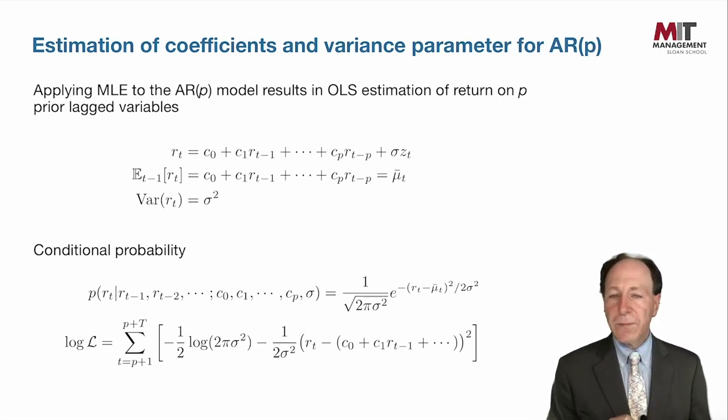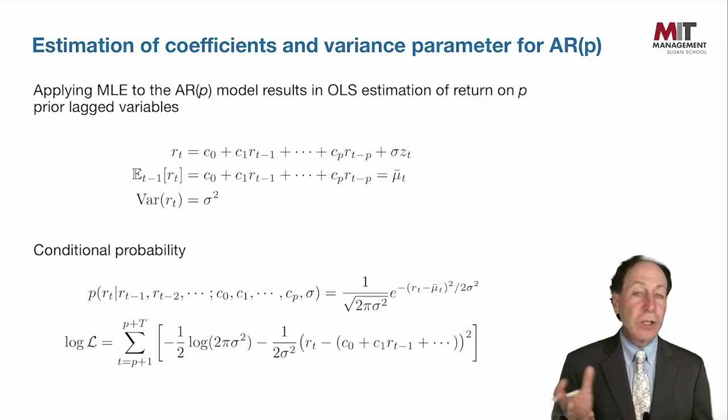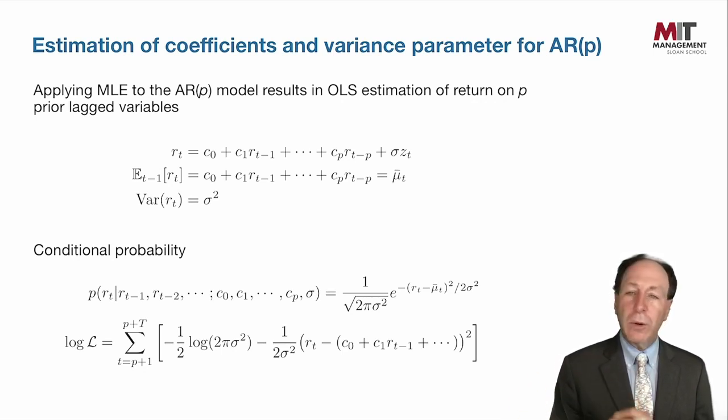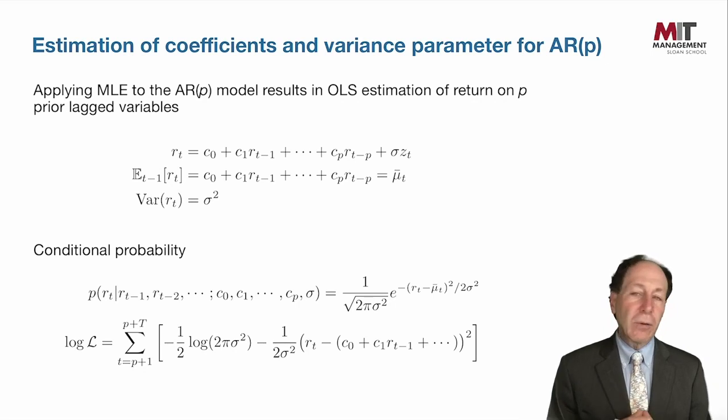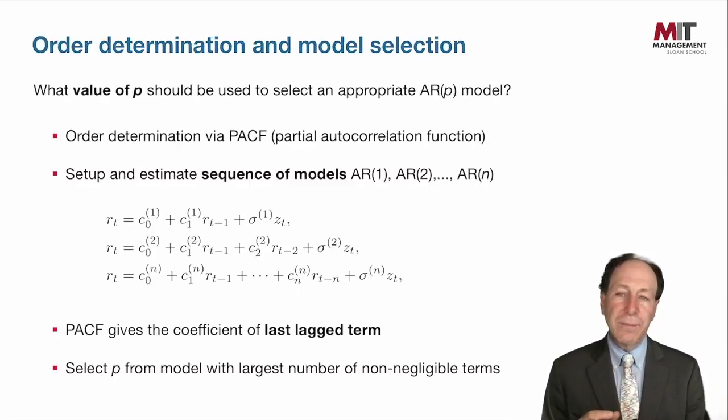Now, we can do exactly the same thing for an AR(p) model. We just have a bunch more terms. So we use our maximum likelihood estimators. We can throw it into a spreadsheet. We can throw it into R. We have a multivariate regression. We turn the crank. We get our usual estimates.